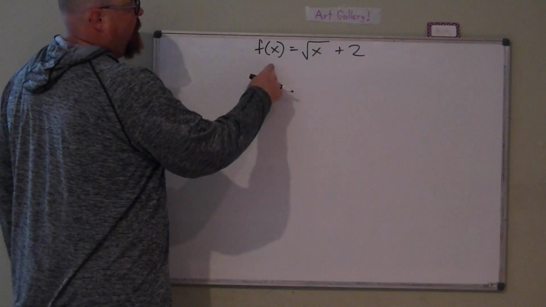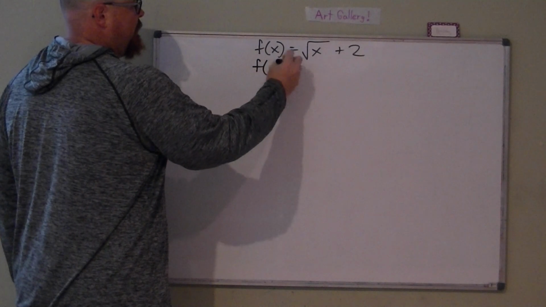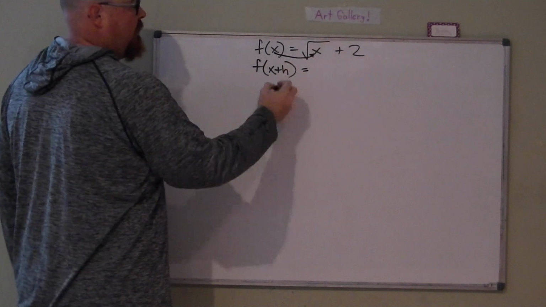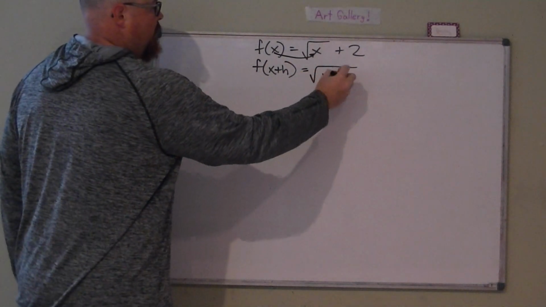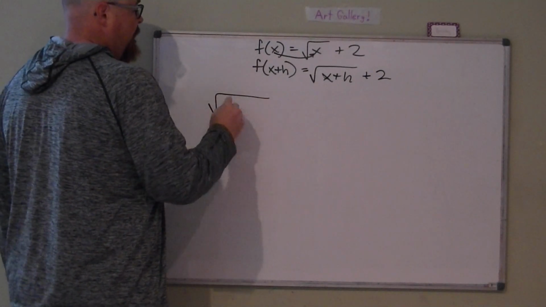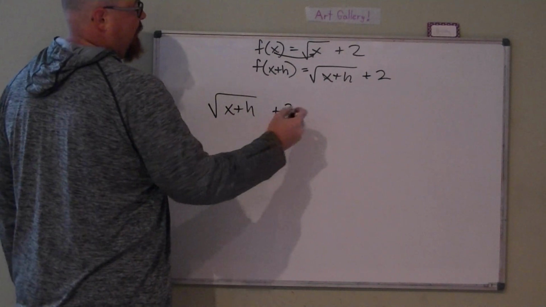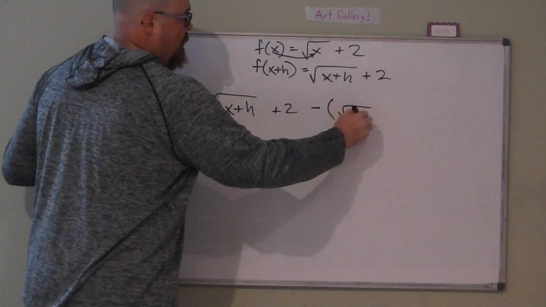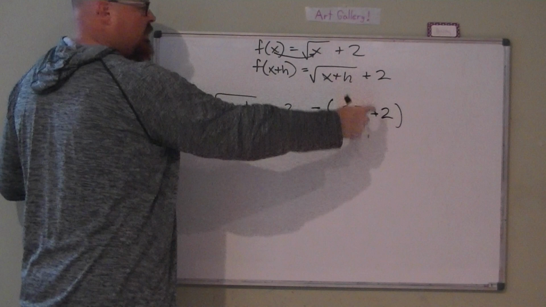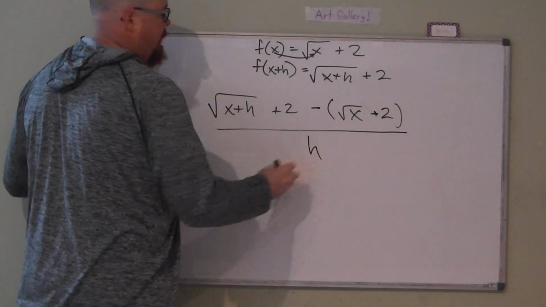Okay, if f of x is equal to the square root of x plus 2, to do the difference quotient, we need to know what f of x plus h is. Well, wherever x goes, that's where x plus h goes. So x plus h goes under the radical here. So when I write f of x plus h, make sure the 2 is not under the radical, f of x plus h minus f of x, right? f of x has 2 terms, so I need to make sure I'm putting parentheses around that. Okay, this is all over h.